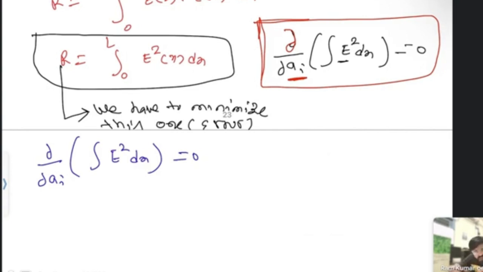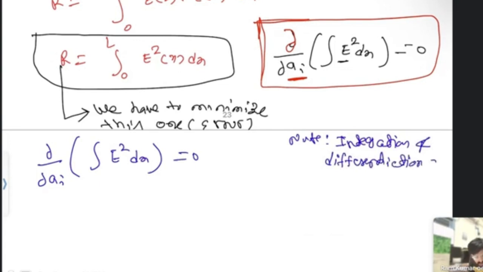Now, as we know, integration and differentiation are interchangeable. We can change the integration of the differential to the differential of the integration. We can change it both ways. So they are interchangeable. So what will happen?